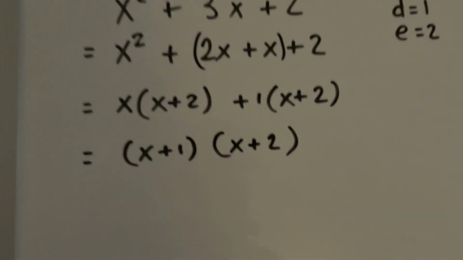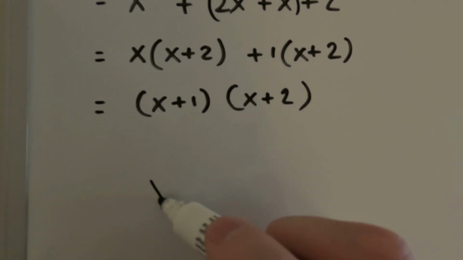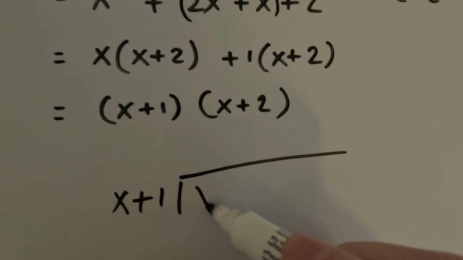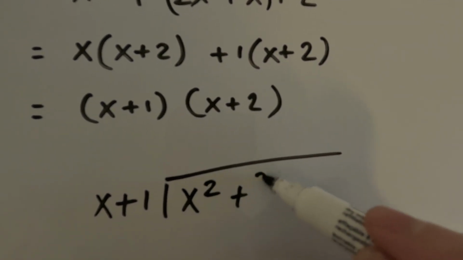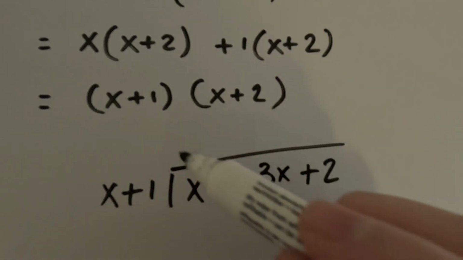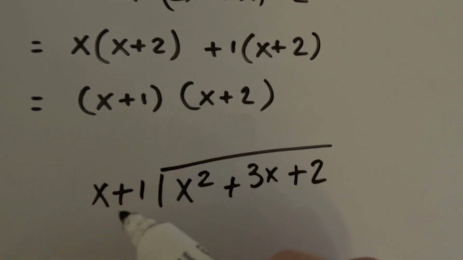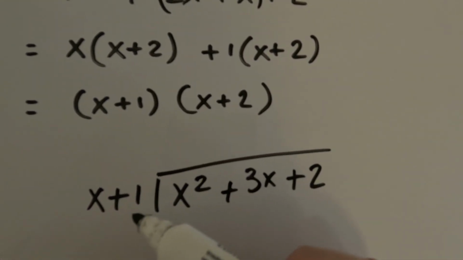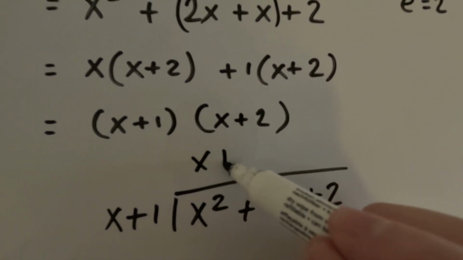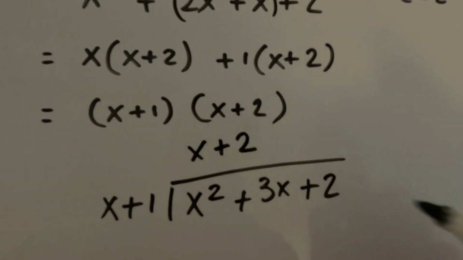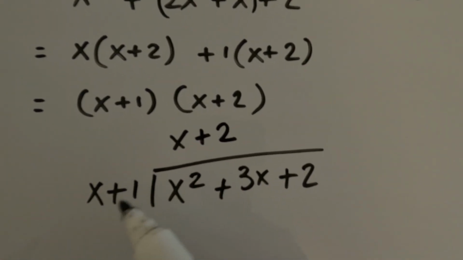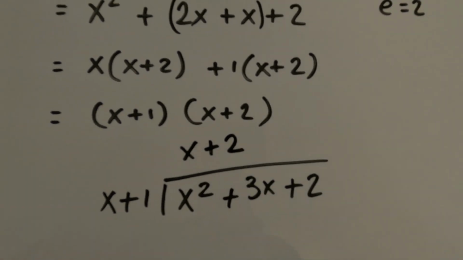So for example, just to demonstrate that, we're not going to do long division, but if I did long division on that, dividing x squared plus 3x plus 2 by x plus 1, the answer up here would be x plus 2. I'm not going to do the other one. It's quite obvious that if you put an x plus 2 here, you get x plus 1 as your solution.